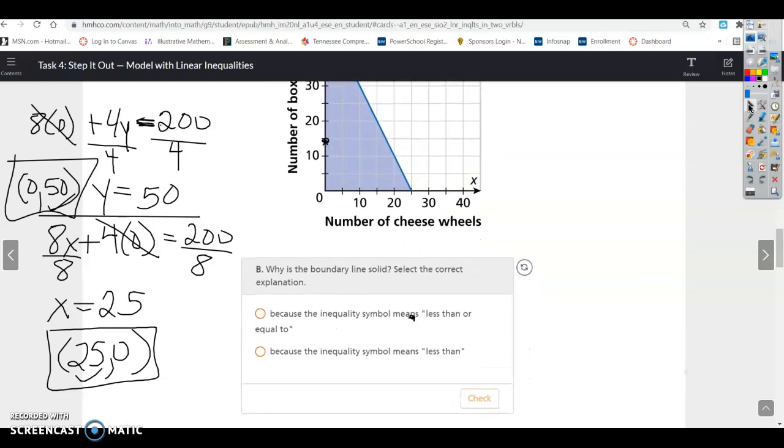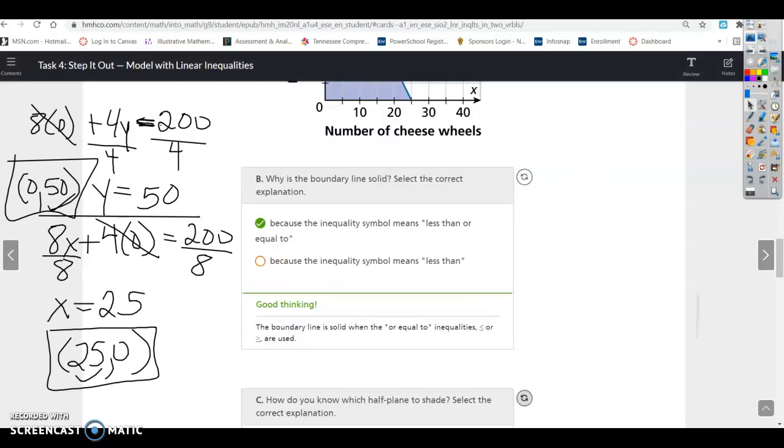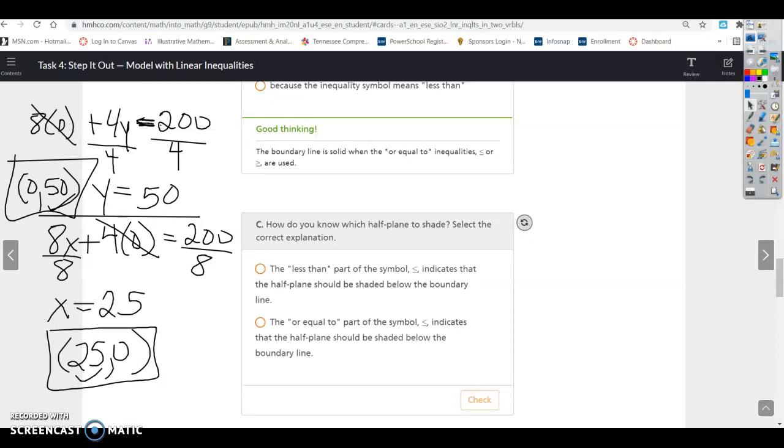All right, it says, why is the boundary line solid? Select the explanation. Let's see what our choices are. Because the inequality symbol means less than or equal to. Because the inequality symbol means less than. So we know it's going to be less than or equal to. And then how do you know which half plane to shade? Well, we know she had $200, so she has to spend less than $200. So the less than part of the symbol indicates that the half plane should be shaded below the boundary line.